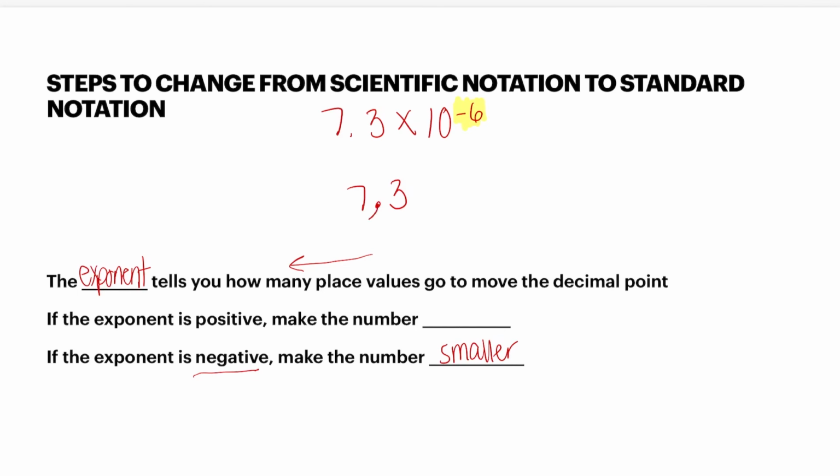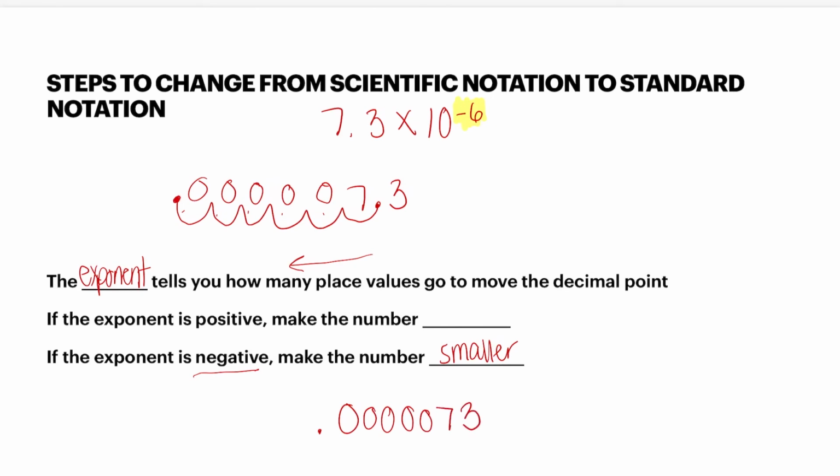So starting at our decimal point, we're going to move it 1, 2, 3, 4, 5, 6 places. We're going to mark our decimal point in the new spot, and then fill our empty spaces with zeros. So even though our exponent is negative 6, we only have 1, 2, 3, 4, 5 zeros. So our answer is 0.00000073. So as you can see, scientific notation kind of helps us avoid writing all those zeros, which is really helpful. And that is how you change from scientific notation to standard notation.